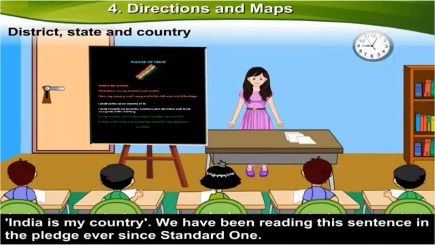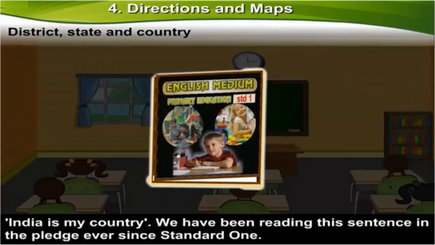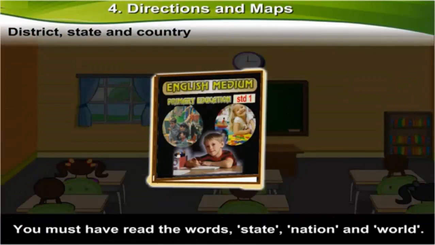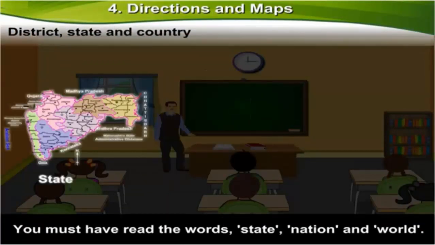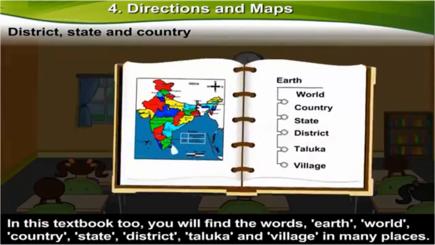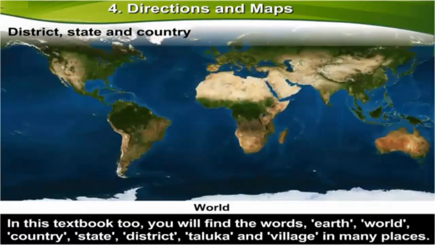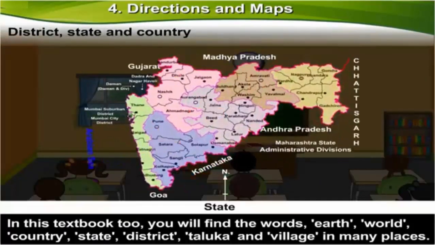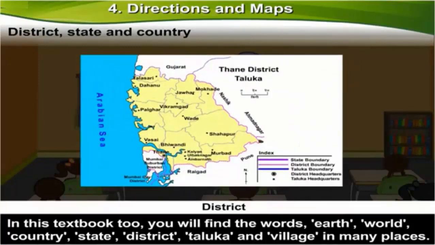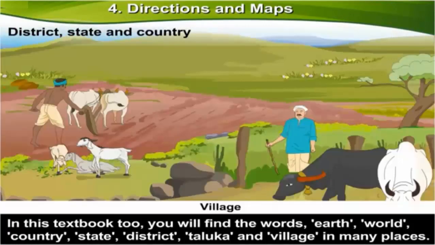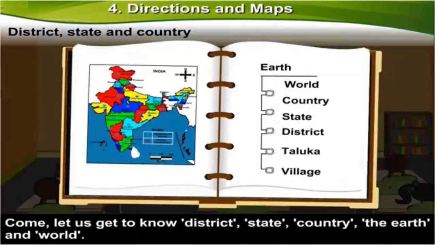District, state and country. India is my country. We have been reading this sentence in the pledge ever since standard 1. You must have read the words state, nation and world. In this textbook too, you will find the words earth, world, country, state, district, taluka and village in many places. Come, let us get to know district, state, country, the earth and world.